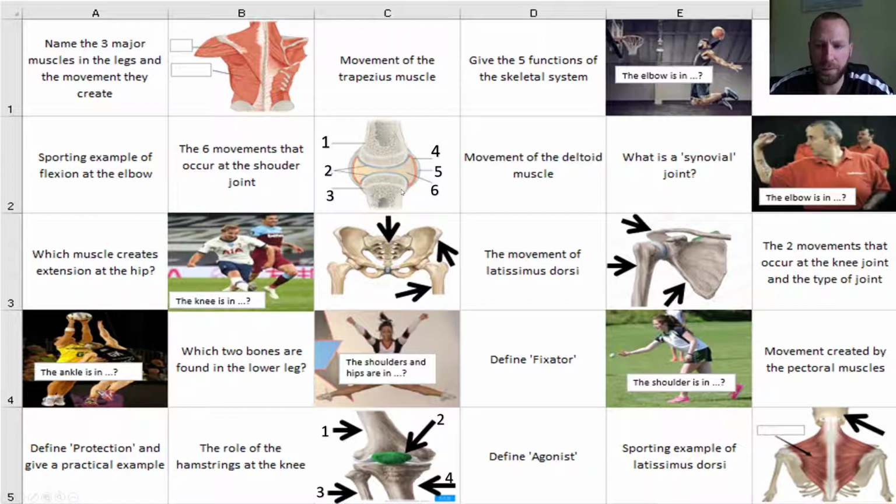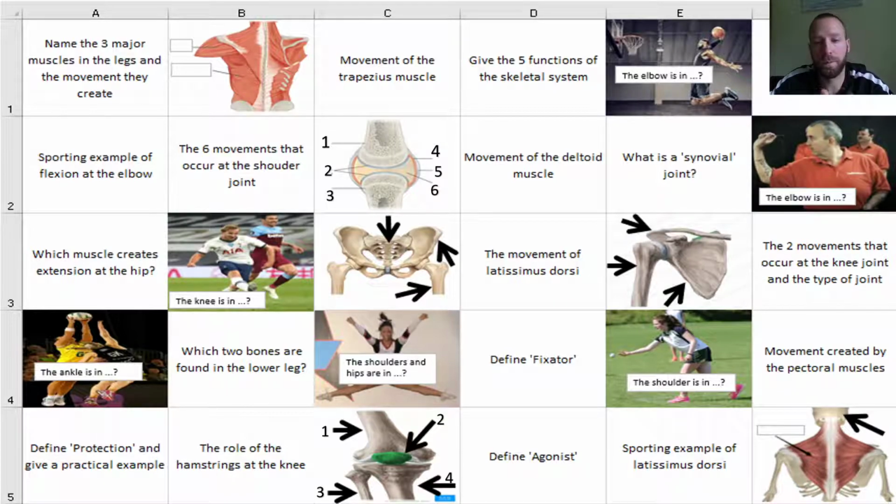Okay, now let's see if we can give these a go. You can pause here, have a look at this grid, and see if you can cement that knowledge and guess some of the movements and muscles and bones in this grid. Okay, so pause, give yourself 5 minutes and get as many as you can. Okay, give it a go.